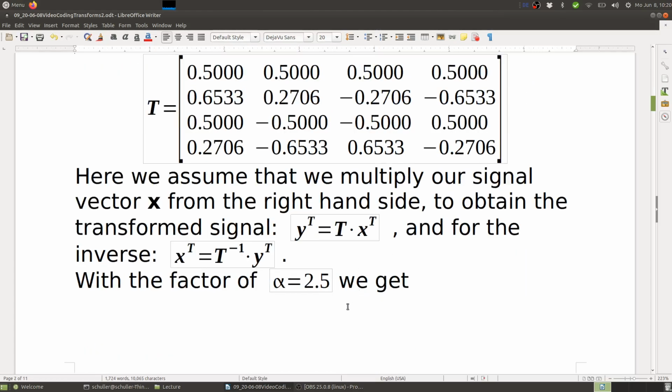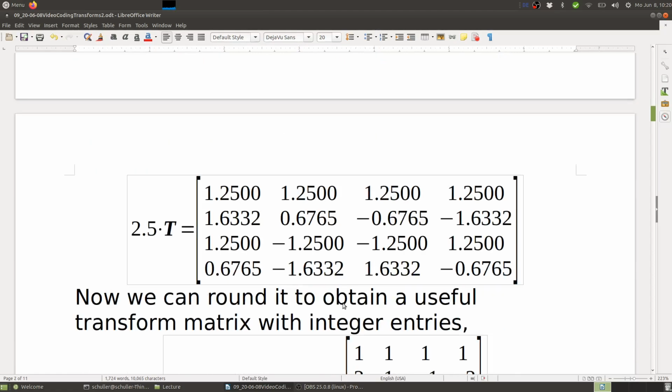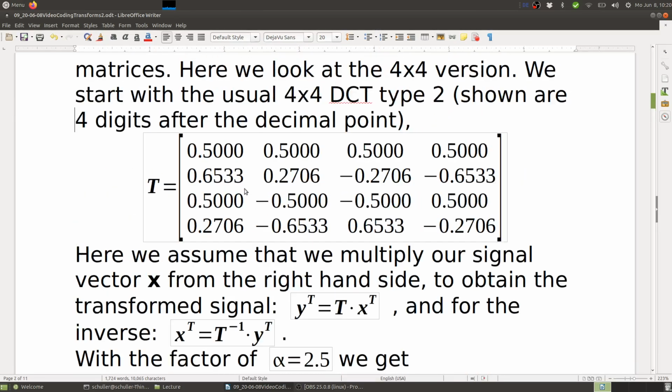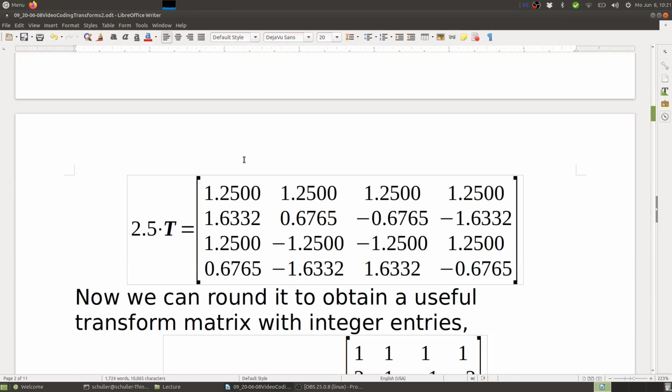So that's the usual. Now we apply this mentioned factor alpha equals 2.5, and we get this here, right? We take this matrix that we just saw and multiply it by 2.5, and we get these numbers, so we can compare it. Here, for instance, the first row was 0.5, and now the first row is 1.25. So 2.5 times 0.5 is 1.25.